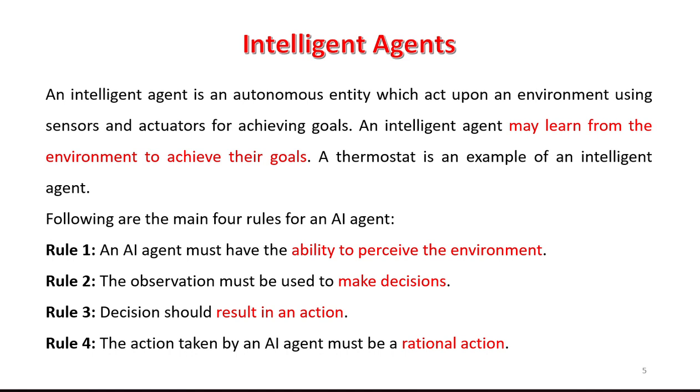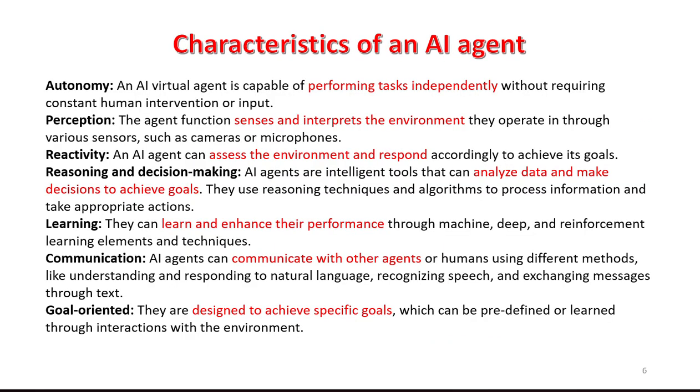An AI agent must have the ability to perceive the environment. The observation must be used to make decisions. The decision should result in an action. The action taken by an agent must be a rational action.